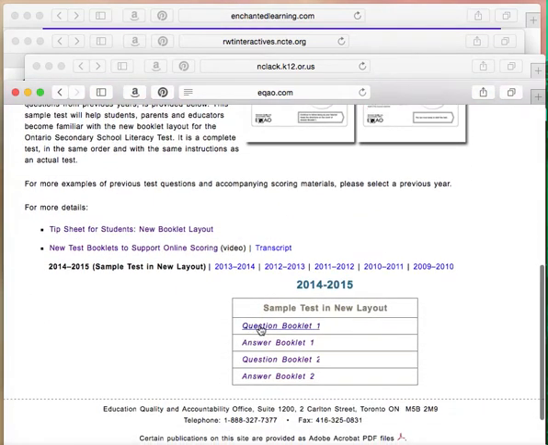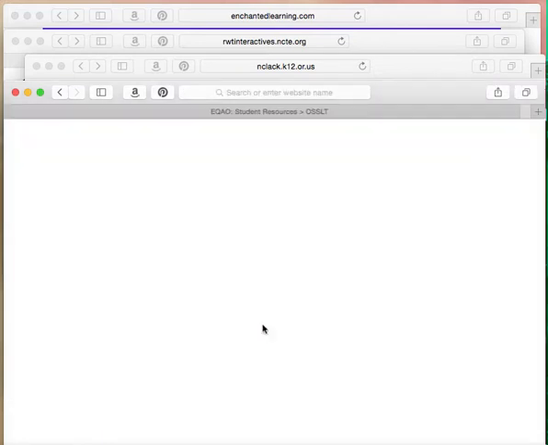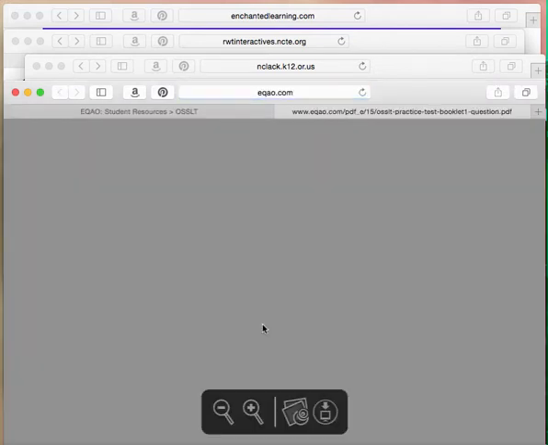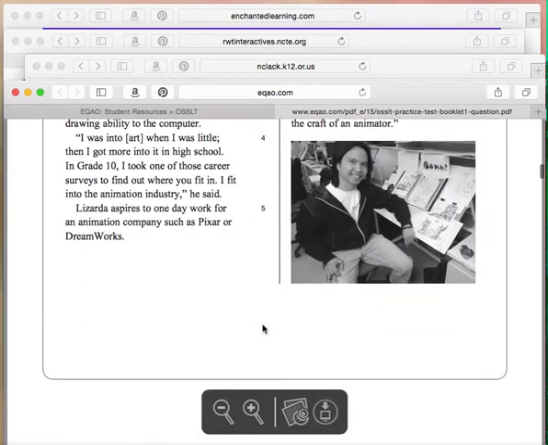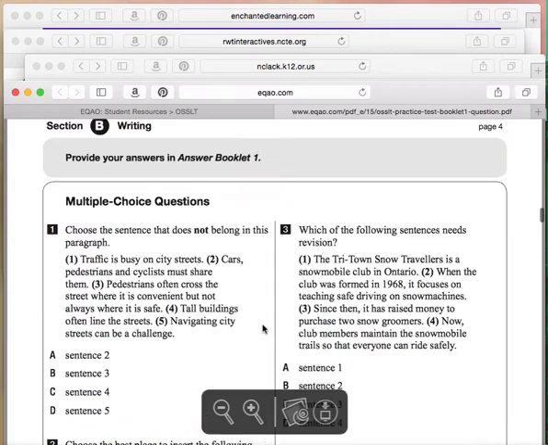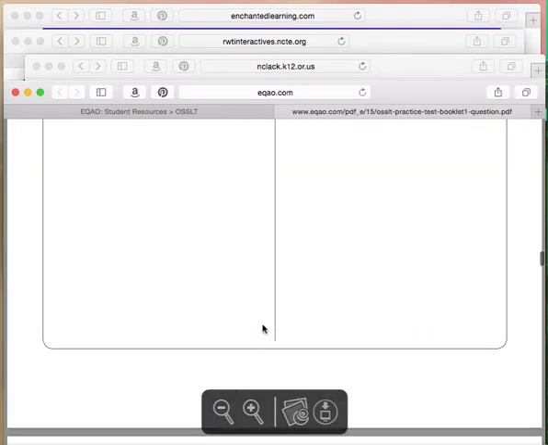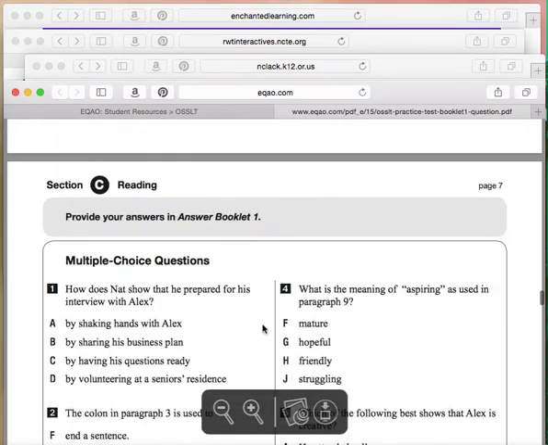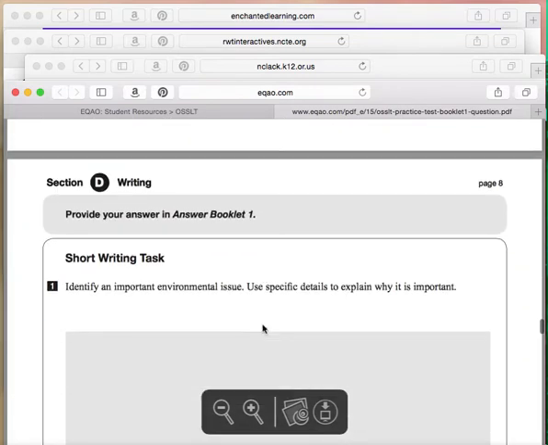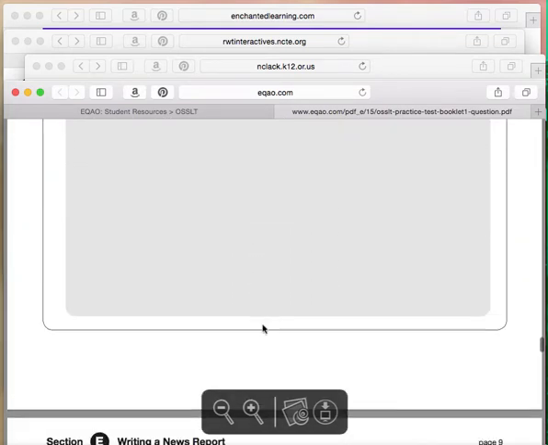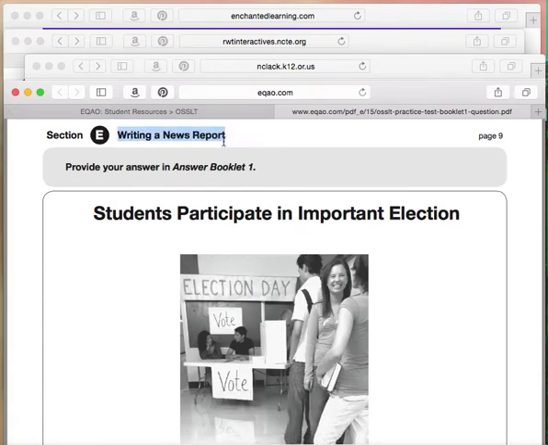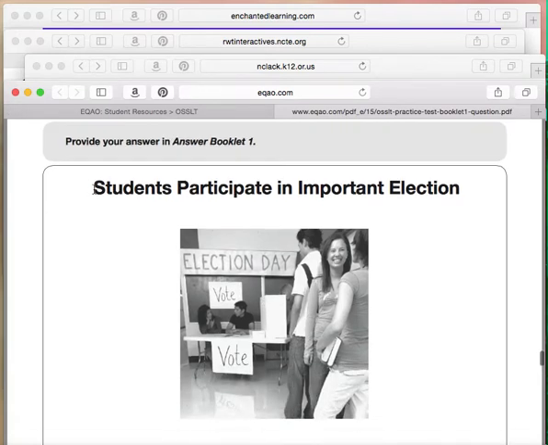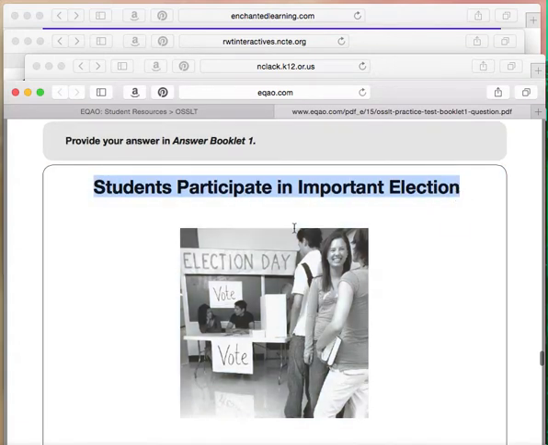I'm going to check out question booklet number 1, and I'm going to flip through this question booklet until I find the task that asks me to write a news report. And you can see some of the other tasks as I move through here. This is the one that I'm looking for, writing a news report. So as you can see, we have a headline. In this case, it is Students Participate in Important Election.